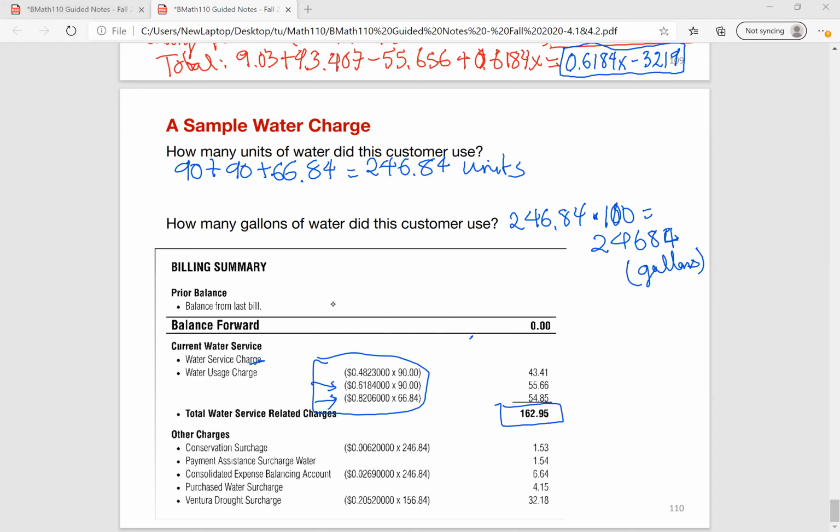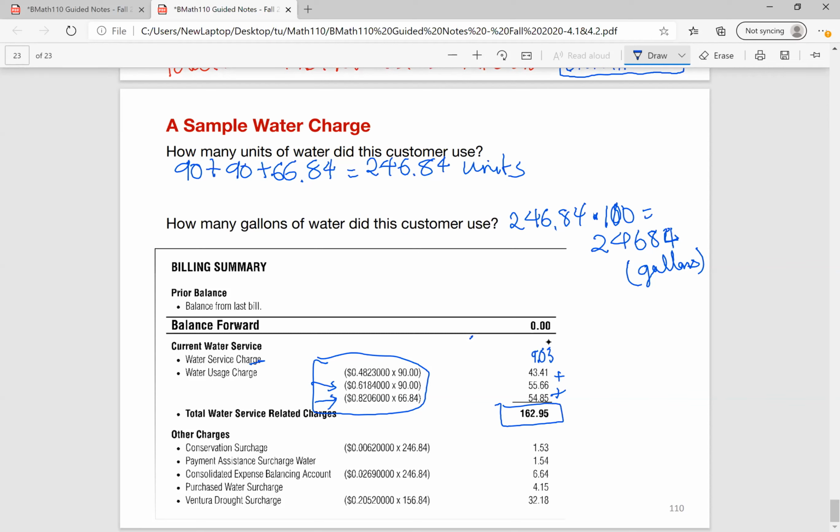Okay, let's recalculate whether these add together to equal 162.95. You take 43.41 plus 55.66 plus 54.85. It looks like we have 153.92. So that means it's missing 9.03, which is the water service charge.